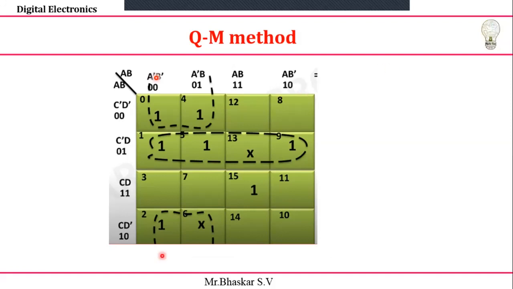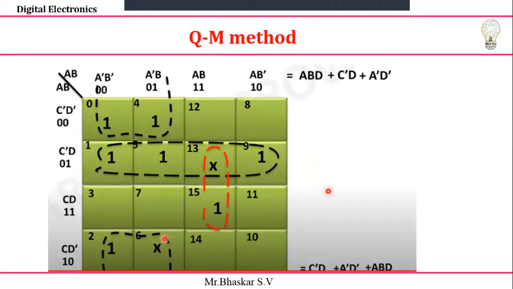Next, looking at this corner grouping, 1 and X will be taken as 1. So I get this one and this one, which come as adjacent cells. We are going to group them. Then what is the value? Looking column-wise, A dash B dash and A dash B, the common thing is A dash. And looking here and here, the common thing is D dash. So A dash D dash, directly I can take from this. Next, this one is also covered, and this one will also be covered.